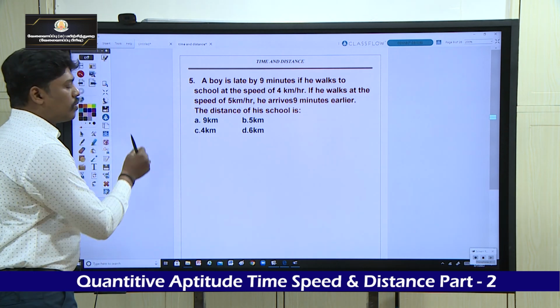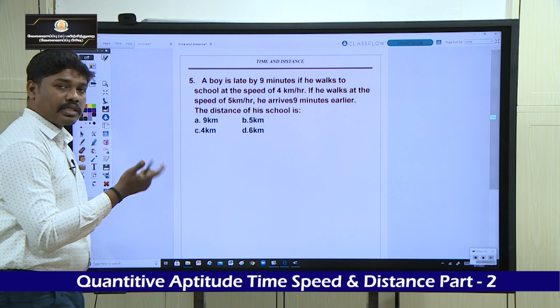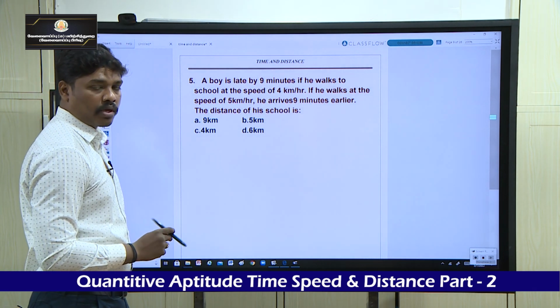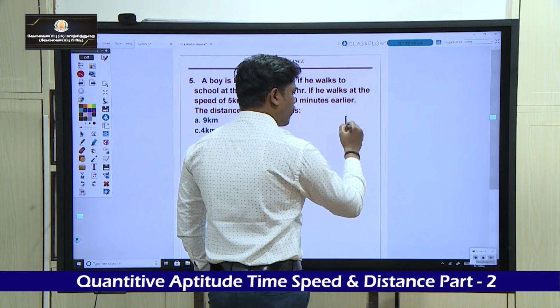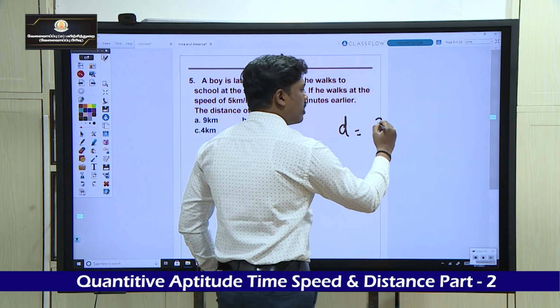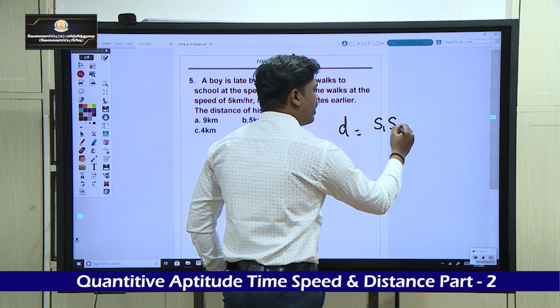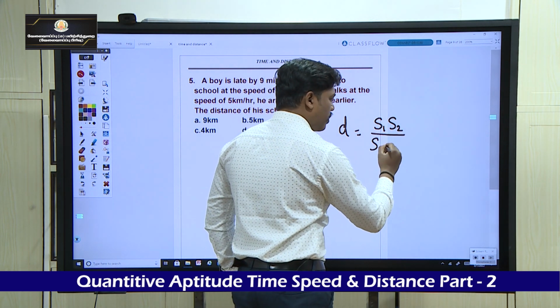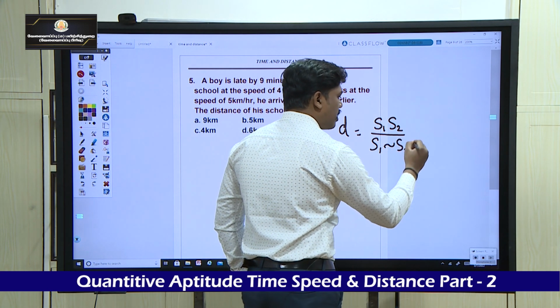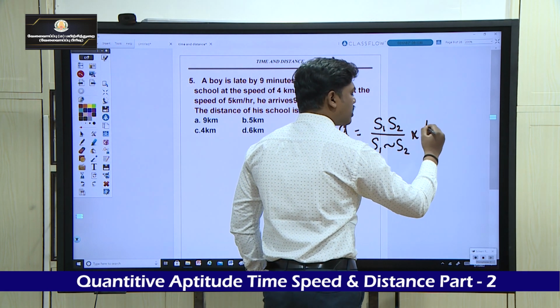Okay. Now one more problem based on the same type here. What we can do here? Apply that formula. What formula? Distance is equal to S1 into S2 divided by S1 difference S2 into time difference.